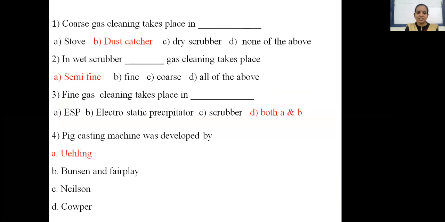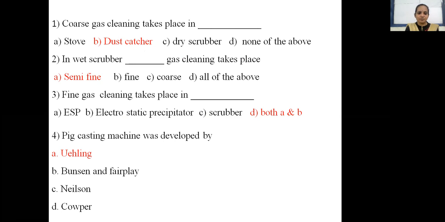Uptakes are connected to the single pipe, that is downcomer. Downcomer opens up into the dust catcher where coarse particles present in the gas will be collected. Coarse cleaned gas will be sent to the wet scrubber. Stoves, you can see the option. Stoves are used to preheat the blast of air. Dry scrubber is used for semi-fine cleaning of the gas. So the correct answer is dust catcher.